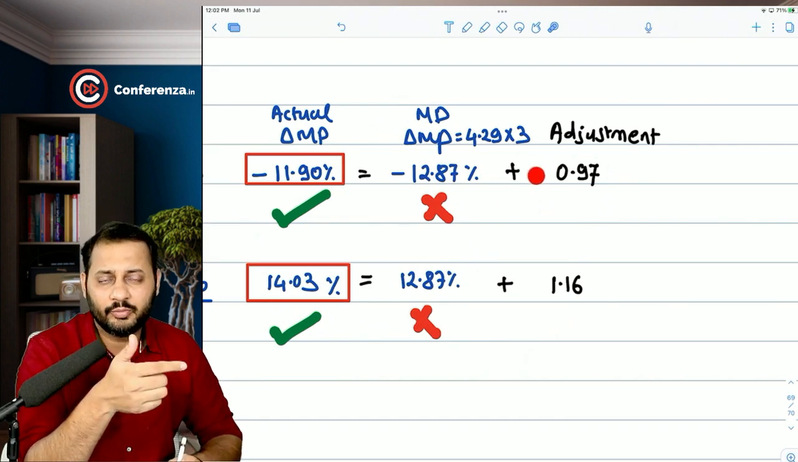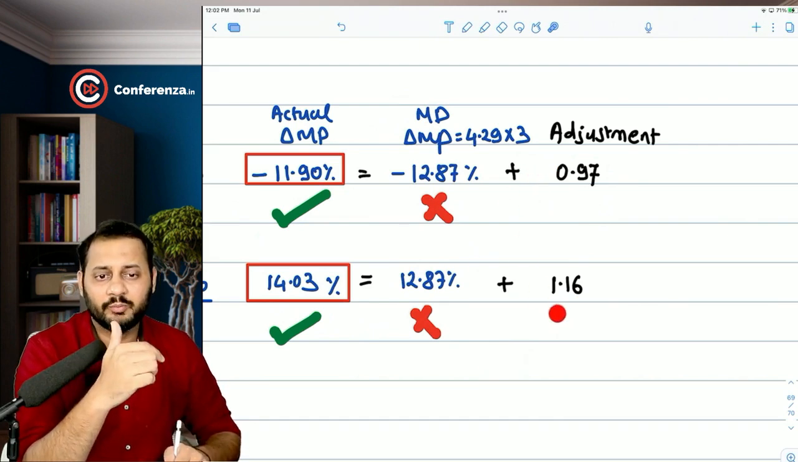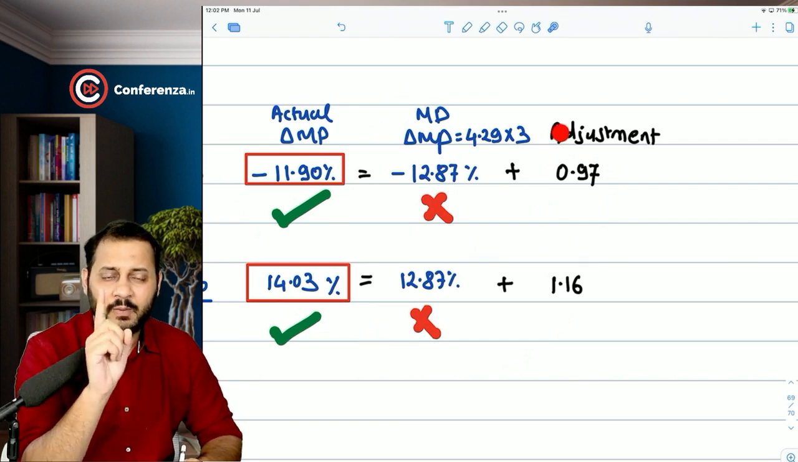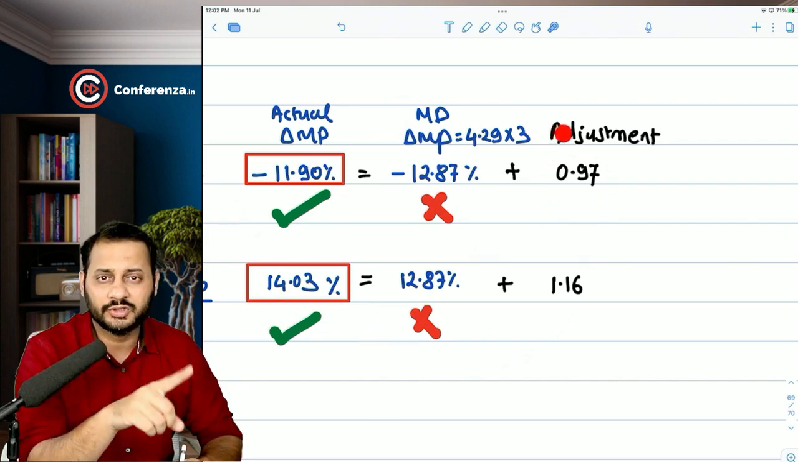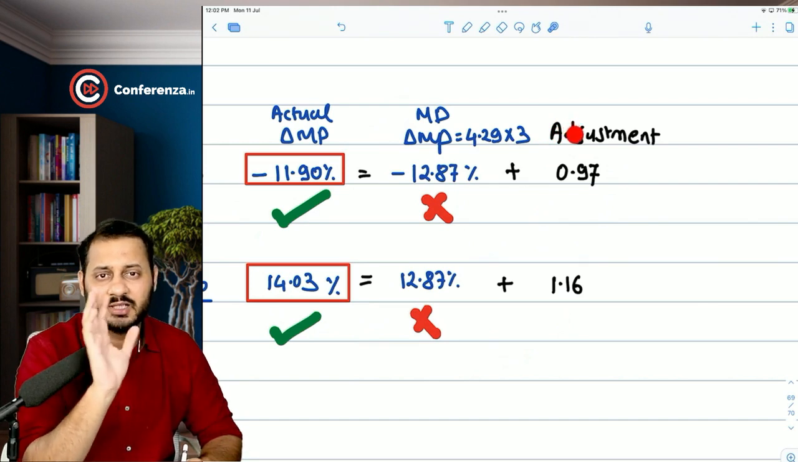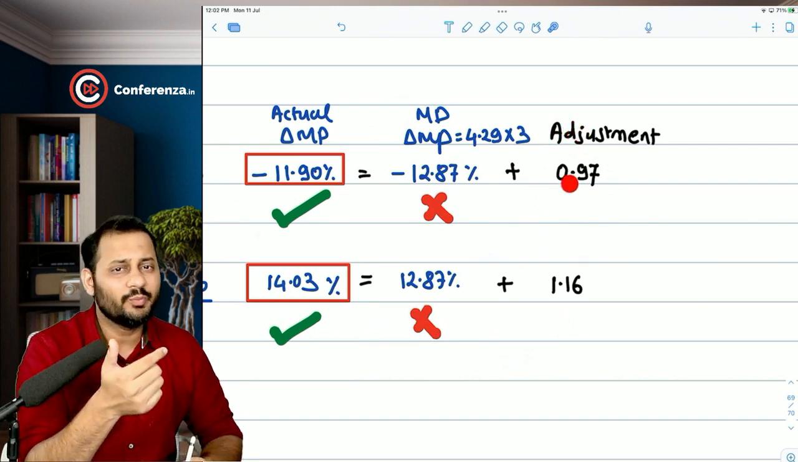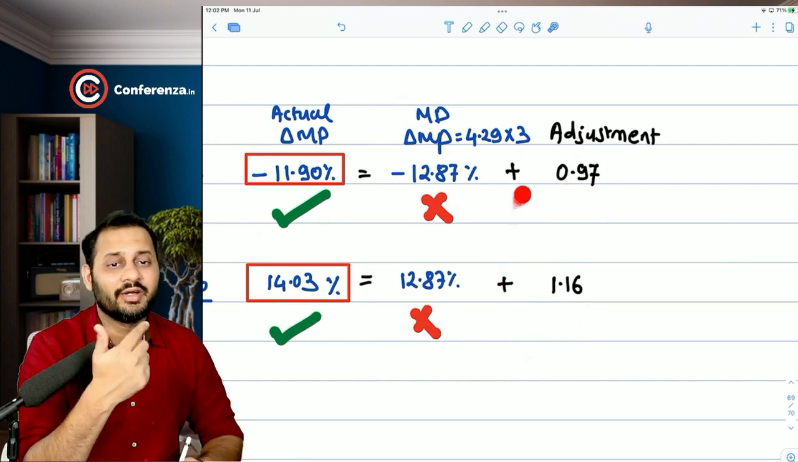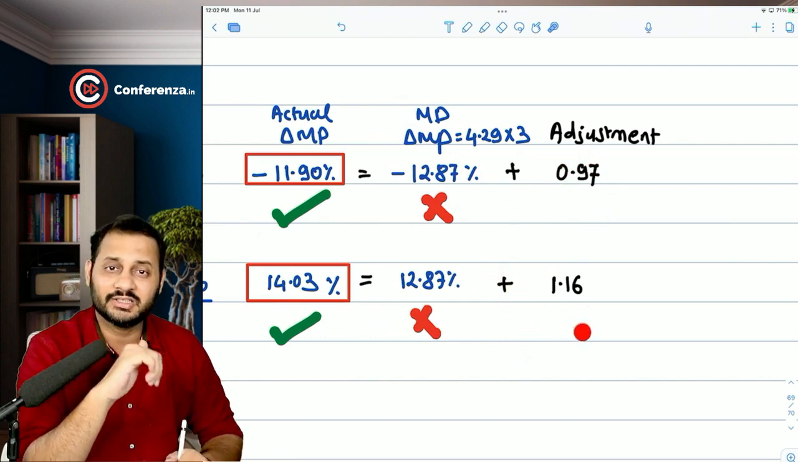Should I confirm 0.97 or 1.16 as an adjustment? We cannot keep two figures, right? We have to come to the conclusion which figure will be called the convexity adjustment. If I go with 0.97, 1.16 will feel bad. If I go with 1.16, 0.97 will feel bad. What to do in such a case?